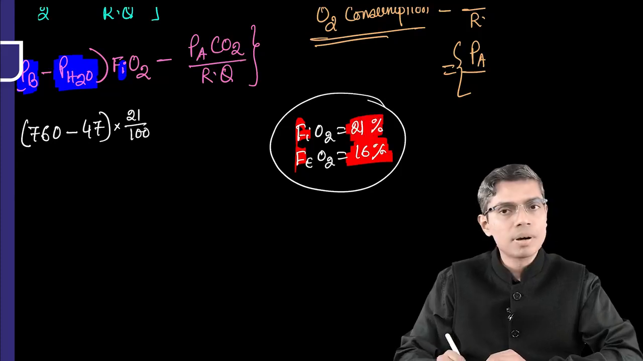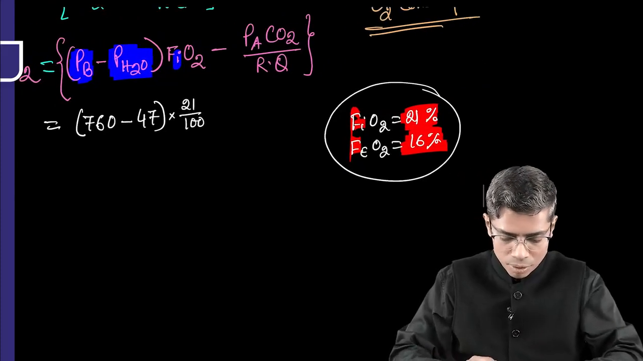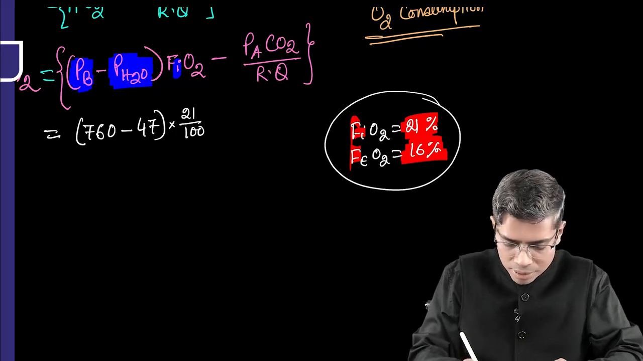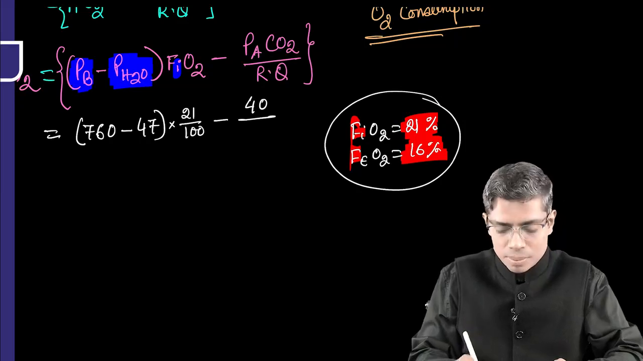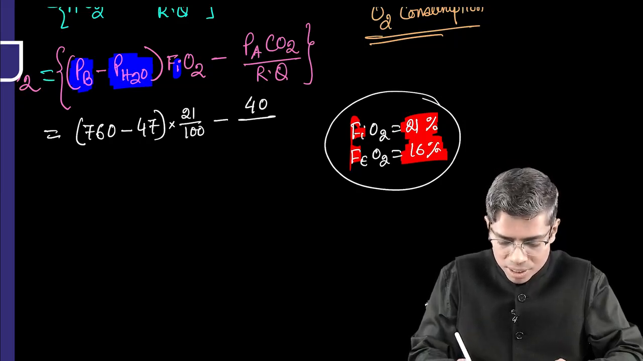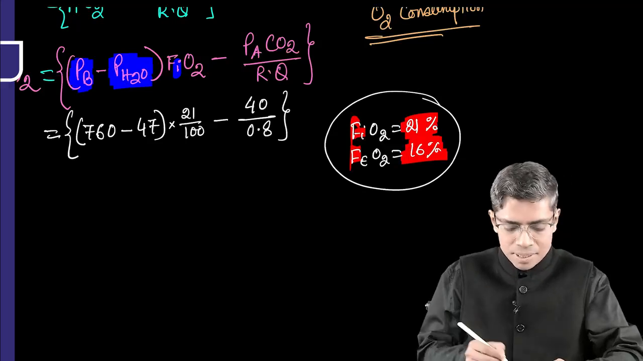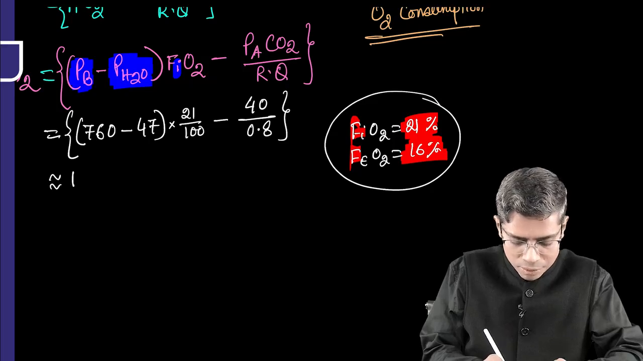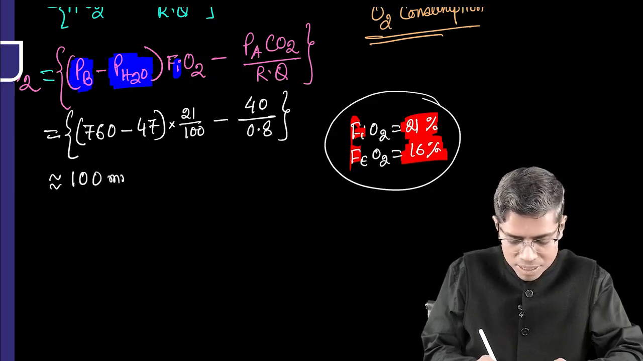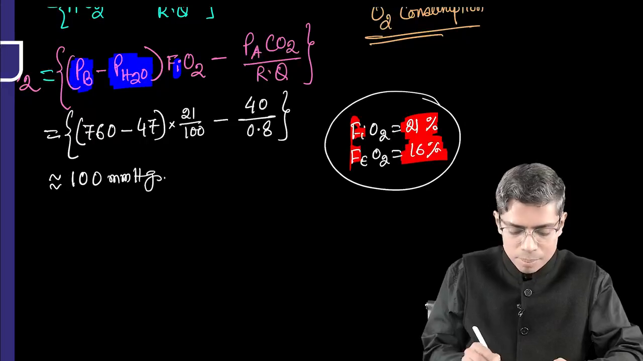FiO2 is 21%. So now if I put all of these parameters in normally, I have to write down PACO2, that is the normal partial pressure of carbon dioxide at the level of alveoli, which is 40, and RQ is 0.8. Now close the bracket. So if you do this calculation, you are going to get approximately 100 millimeter of mercury.